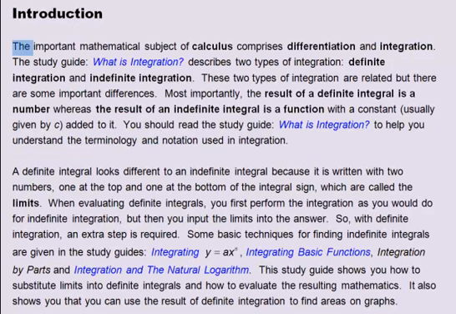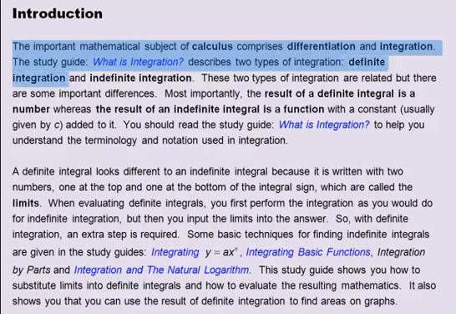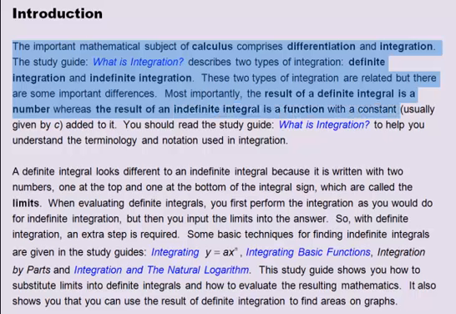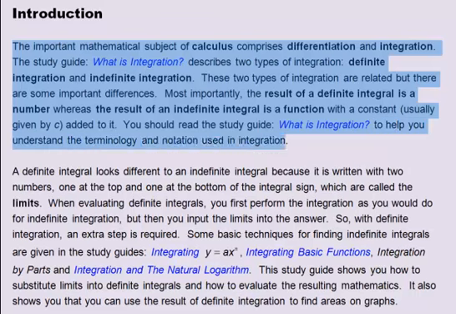Introduction. The important mathematical subject of calculus comprises differentiation and integration. The study guide, What is Integration?, describes two types of integration, definite integration and indefinite integration. These two types of integration are related, but there are some important differences. Most importantly, the result of a definite integral is a number, whereas the result of an indefinite integral is a function, with a constant, usually given by c, added to it. You should read the study guide, What is Integration?, to help you understand the terminology and notation used in integration.